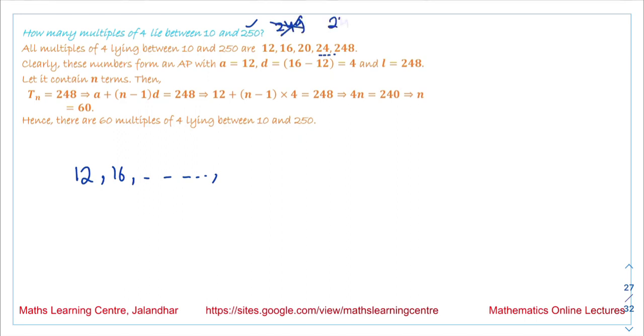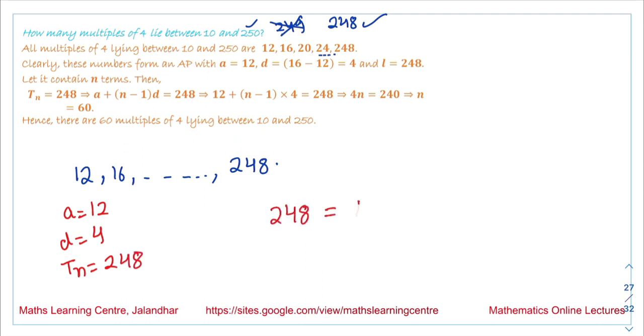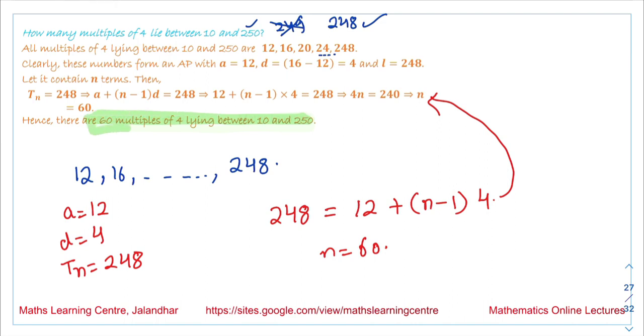249 is not divisible by 4. 248 is divisible by 4. It means the last term is 248. So the value of a we have is 12, d we have is 4, and t n we have is 248. So we are saying 248 is equal to a plus n minus 1 into 4, and on solving this, you will get the value of n is 60. So we are saying that there are 60 multiples of 4 lying between 10 and 250.